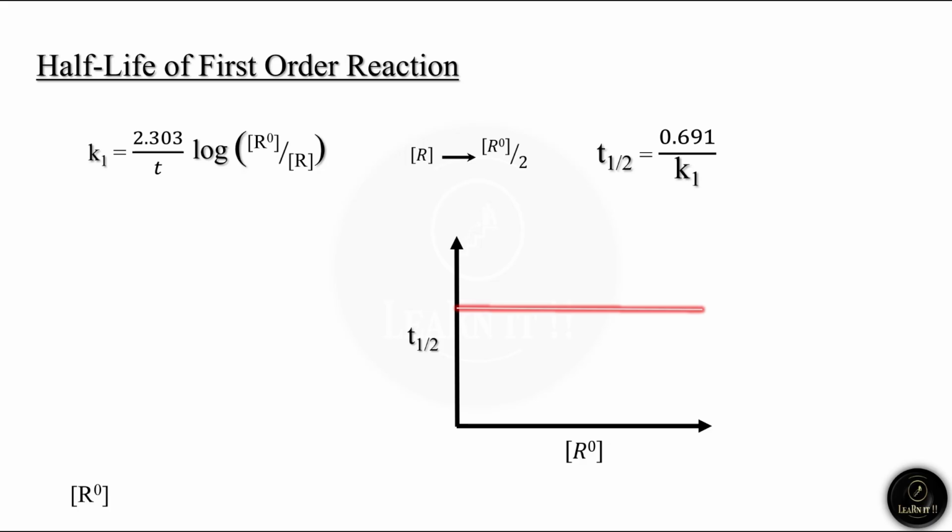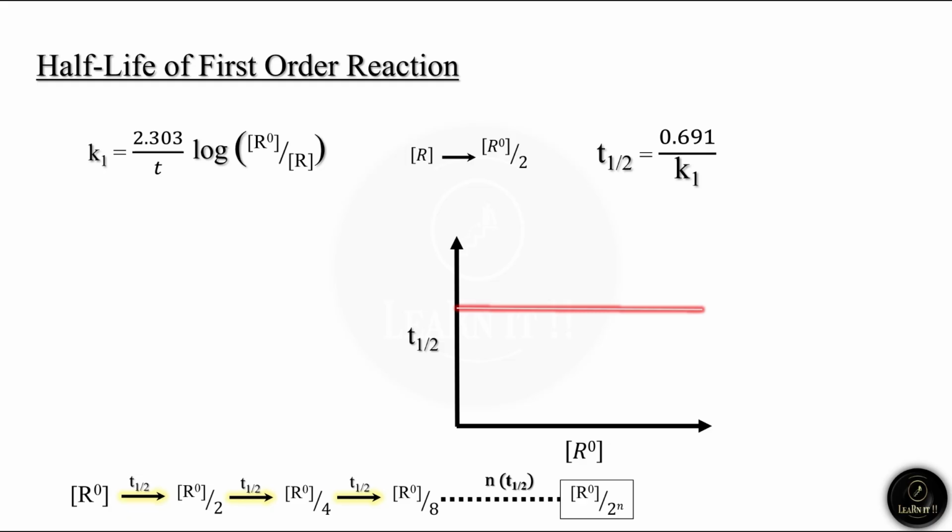If we consider the initial concentration of the reactant R0, then after the first half-life period, the concentration is reduced to R0 divided by 2. After the second half-life period, the concentration is reduced to its half, that is R0 divided by 4. After the third half-life period, the concentration is reduced to half of the previous concentration, that is R0 divided by 4 divided by 2, that is equal to R0 by 8. If we continue this, then after the nth half-life period, the concentration is reduced to R naught divided by 2 raised to n.